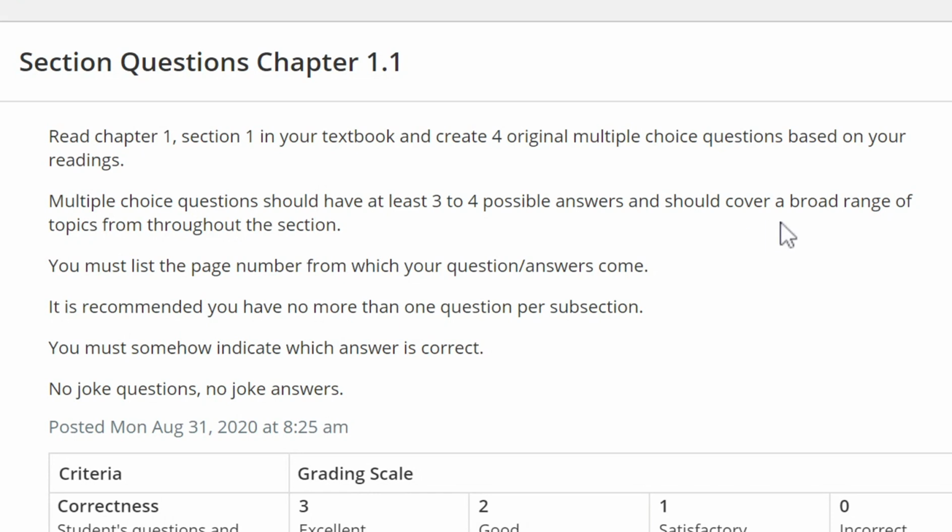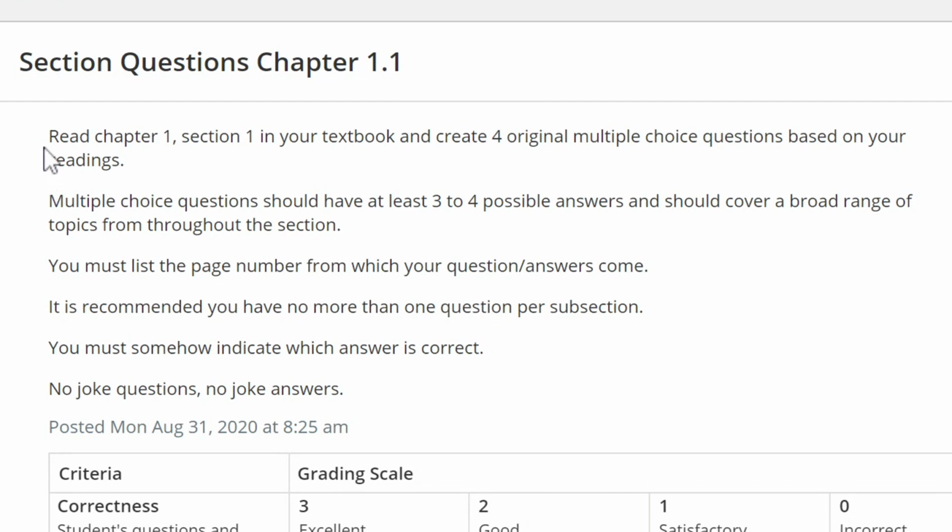That last part is important, the idea of covering a broad range of topics. What I mean is you shouldn't take all of your questions from a single spot in the textbook. You shouldn't go to one single page and try to find everything that you need for all of your questions in one spot. What I recommend is you try to break up the section that you read evenly into equal parts and try to find one multiple choice question for each one.